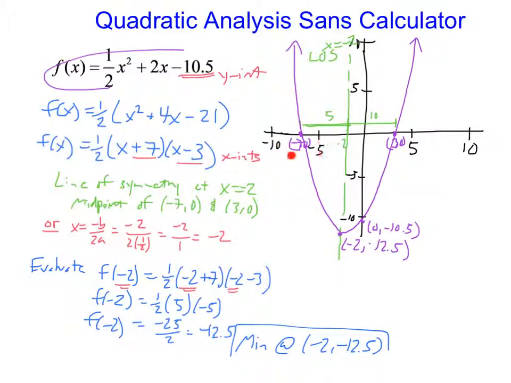Notice we got the x-intercepts, (-7, 0) and (3, 0). The y-intercept, (0, -10.5), and the minimum, (-2, -12.5). And those are the 4 important points that you want to hit with this stuff.